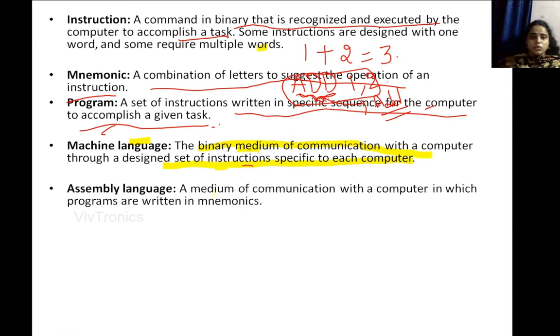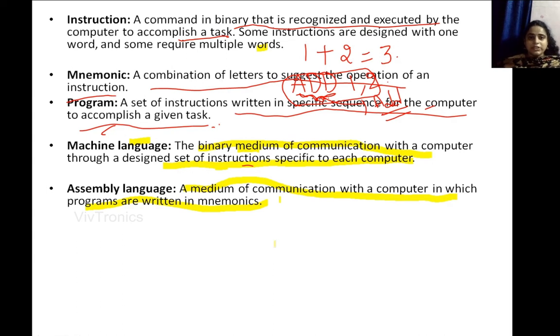Assembly language. So what is assembly language? A medium of communication with a computer in which programs are written in mnemonics. So assembly language is a type of language used to communicate with the microprocessor, or with any microcomputer system, in which the program is in the form of mnemonics.